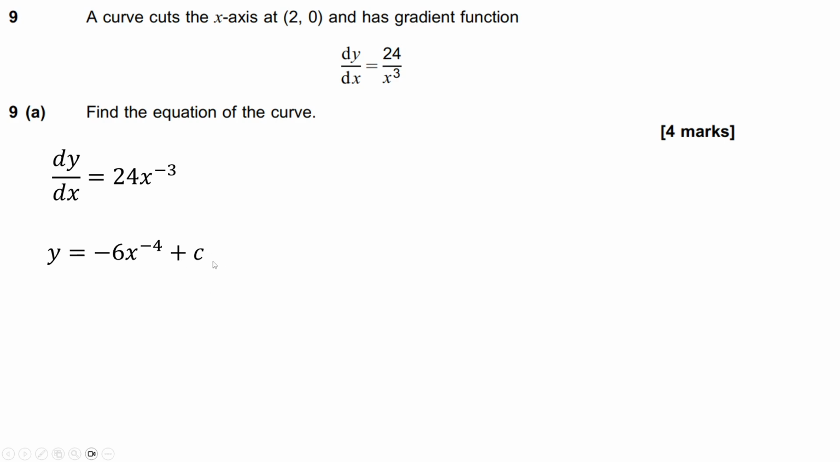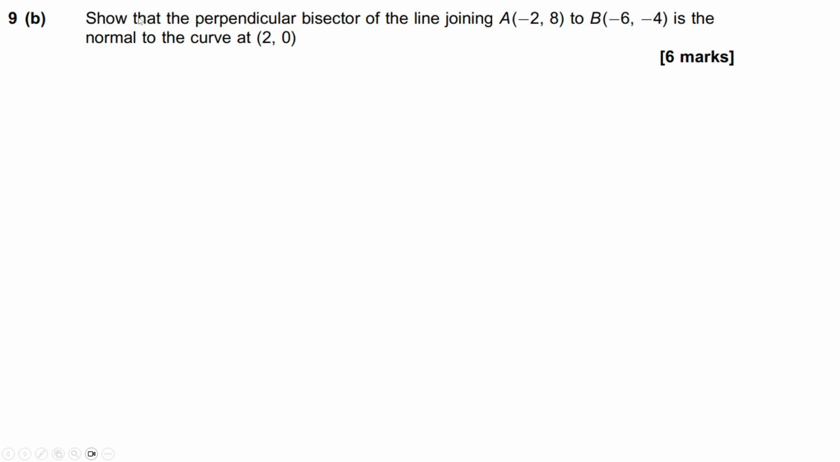Yeah, obviously plus c, you never want to forget that. And then when x equals 2, y equals 0, so plug that in, get c is 3/8, put that back into there, and that's 4 marks. Show that the perpendicular bisector of the line joining these two is the normal to the curve at 2, 0.